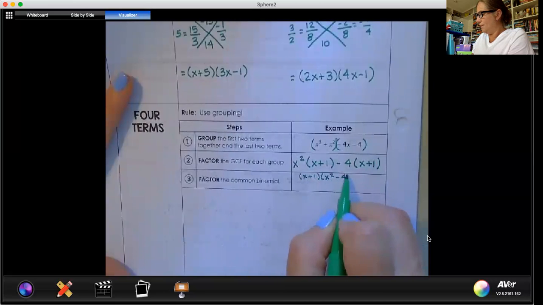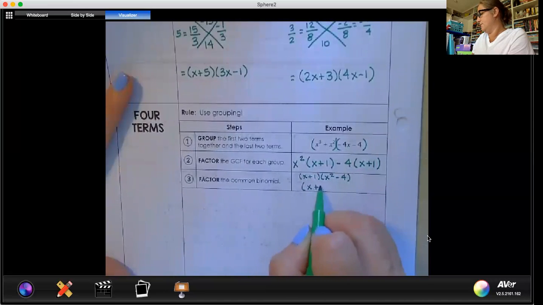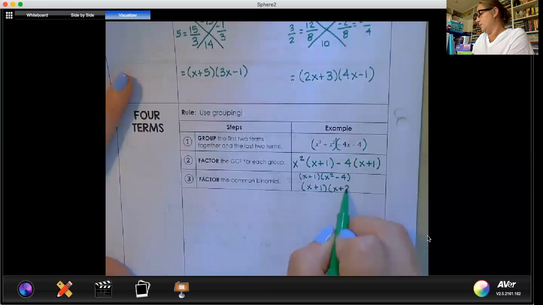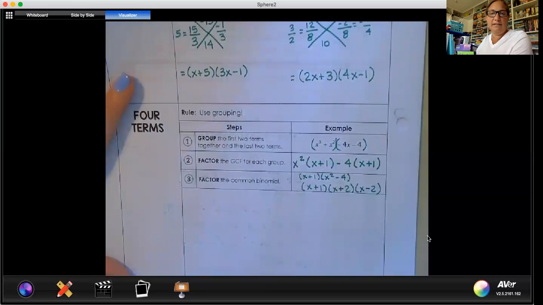And notice in the what's left, that is a difference of squares. So yes, you're going to need to be on the lookout for: do I need to factor more than once?